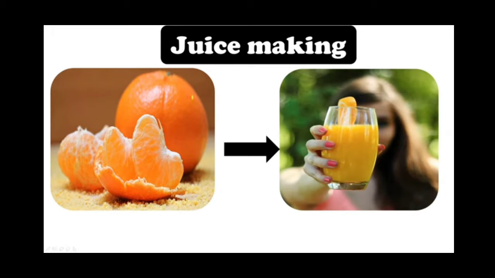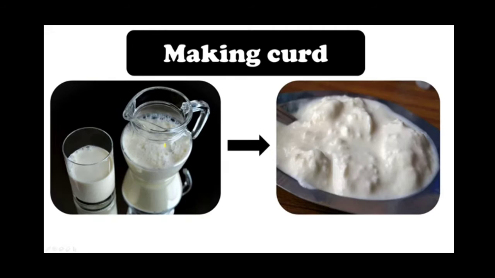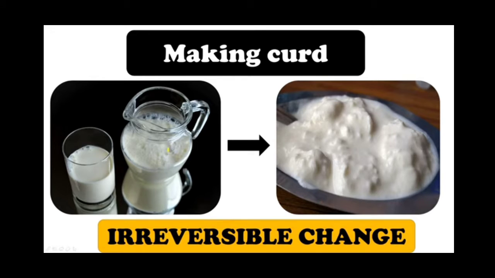So now we have juice making. We made juice out of these oranges. Can we get these oranges back from the juice? No, it is an irreversible change. Another example is making curd out of milk. Can we get this curd back into milk again? No, this is also an irreversible change.